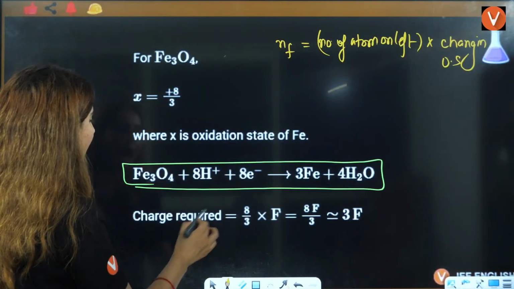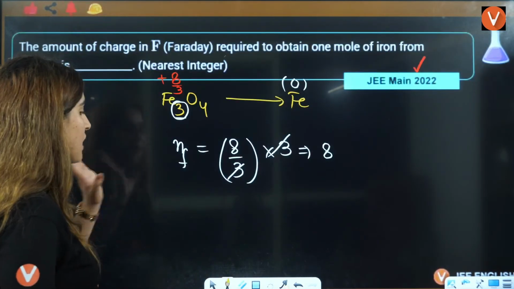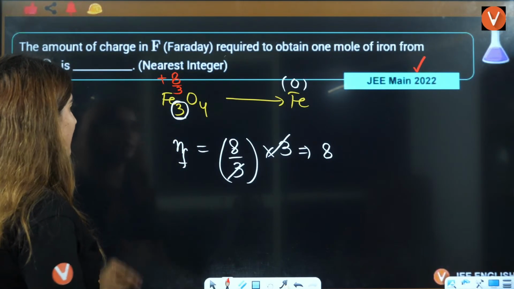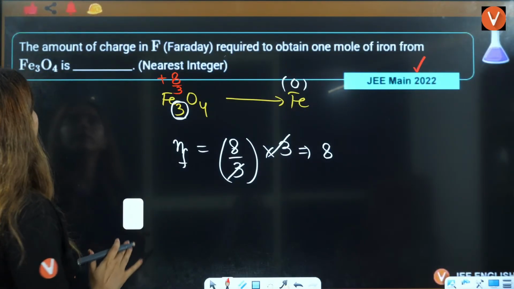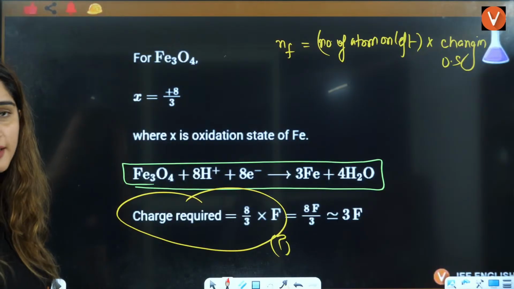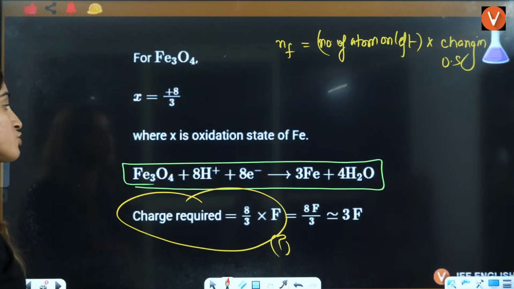Now you will see, ma'am, how you have this thing. Okay, so I'll tell you how we have this thing. See, in these kind of questions, you will apply the unitary method. Okay, so we'll say that the amount of charge in Faraday required to obtain 1 mole of this. So if you need 1 mole of iron, you need to balance it here, because otherwise you won't be able to apply the unitary method. So you need to balance it.